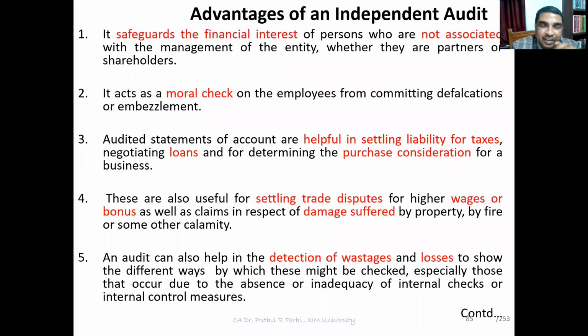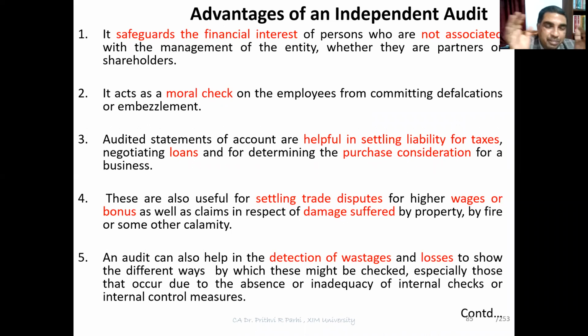Take an example of a company. Practically, a company is managed by the board of directors. All the shareholders may not be able to participate in the day-to-day affairs, the day-to-day management of the company. So they have delegated this to the board of directors. And auditing safeguards their financial interests. Auditing ensures that the board of directors are not working against the company.